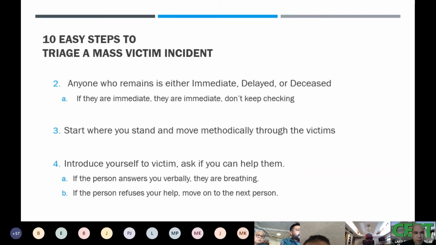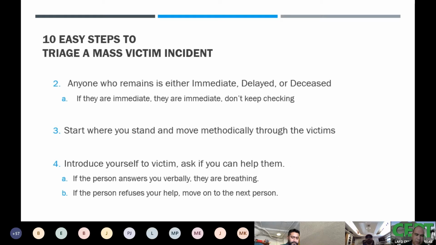Second step is, now that you've eliminated the walking wounded, you've gotten them out of the immediate incident, you're going to now determine who is immediate, delayed, or deceased. If they are immediate, don't keep checking. Once you determine this person needs immediate medical attention, that's when you stop, you tag them red, and you move on.